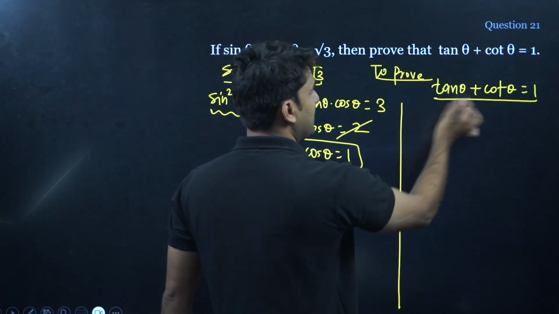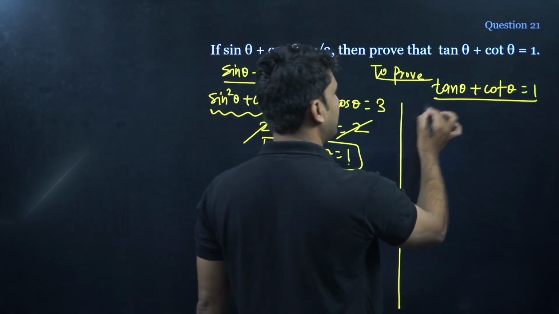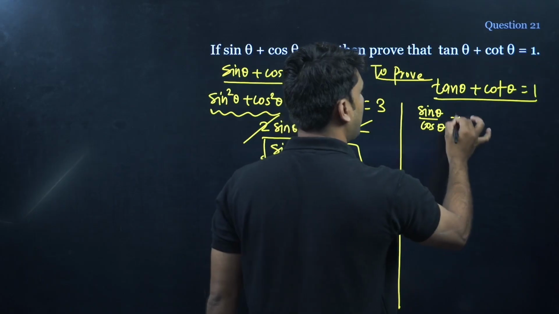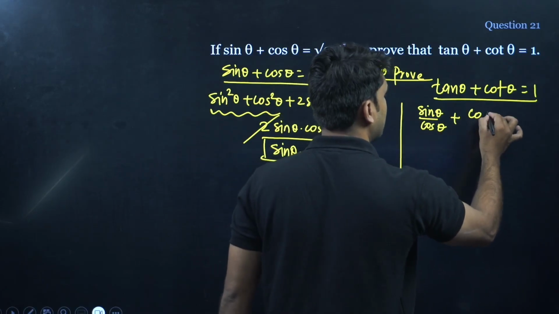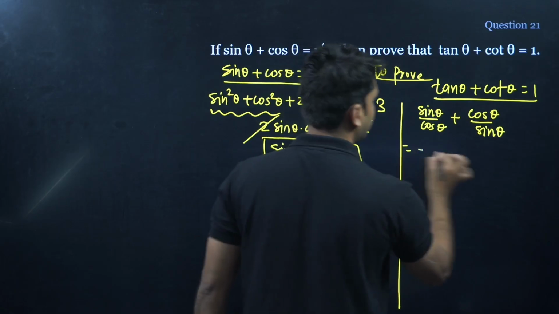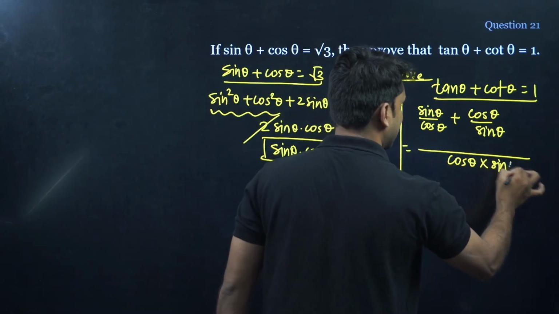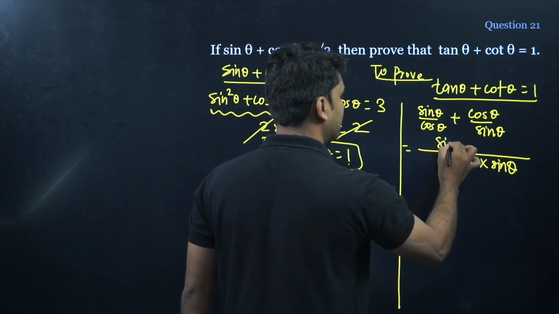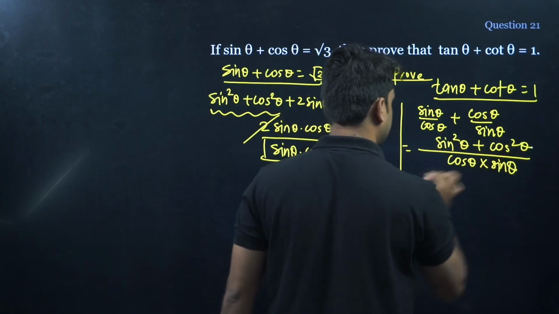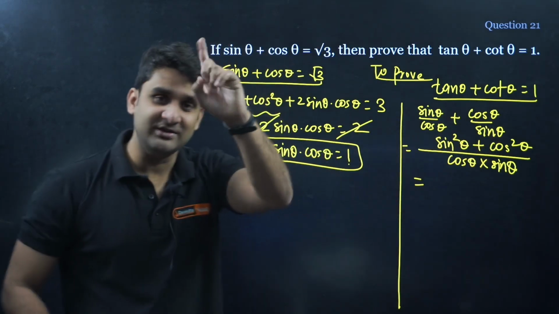Now look, we have to prove tan theta plus cot theta is equal to 1. So let's convert tan theta. We can write sin by cos, and cot can be written as cos theta by sin theta. Now let's take LCM. So LCM will be cos theta into sin theta, and this sin will go there, sin square theta, and cos into cos will be cos square theta. And do you know your favorite identity, sin square theta plus cos square theta is equal to 1.